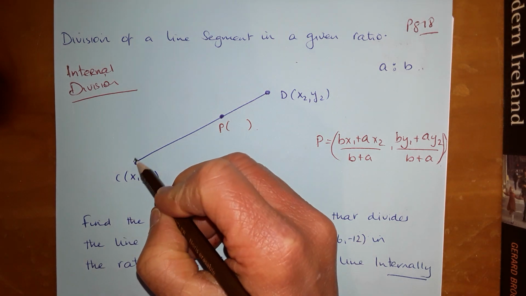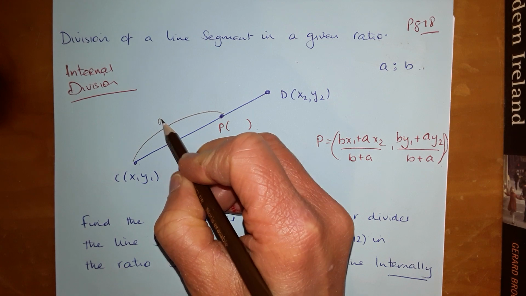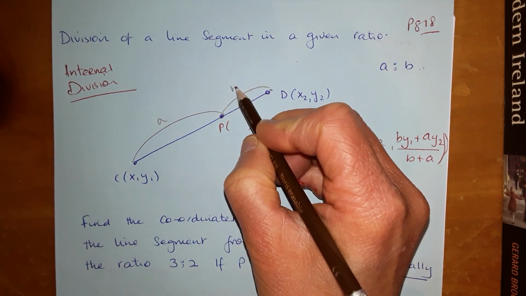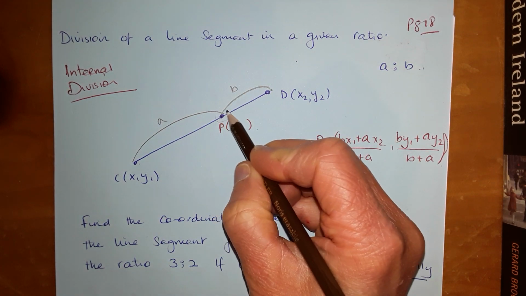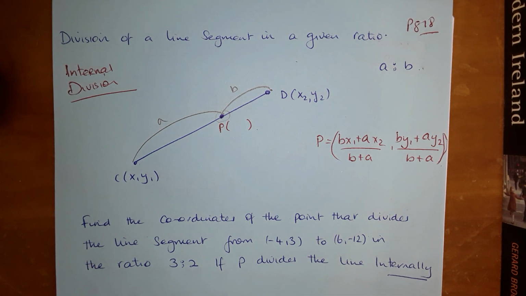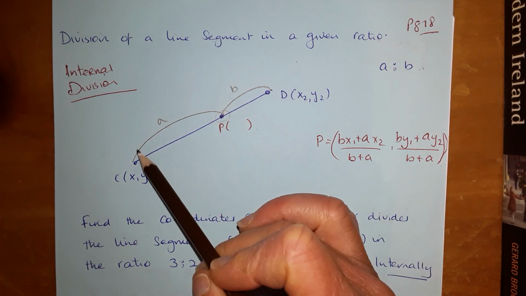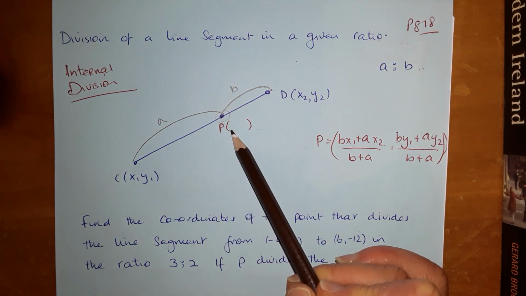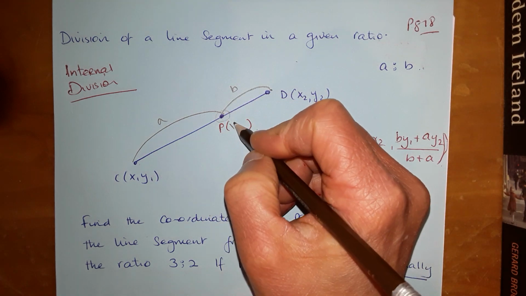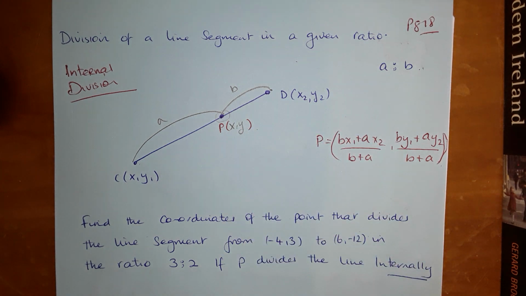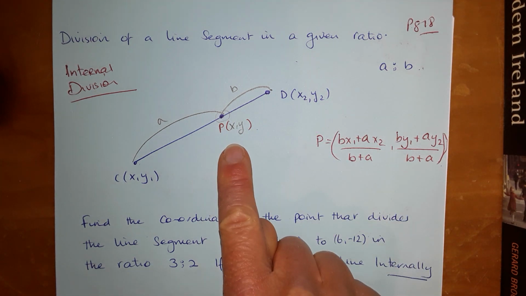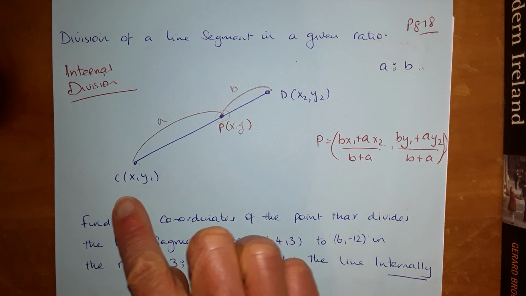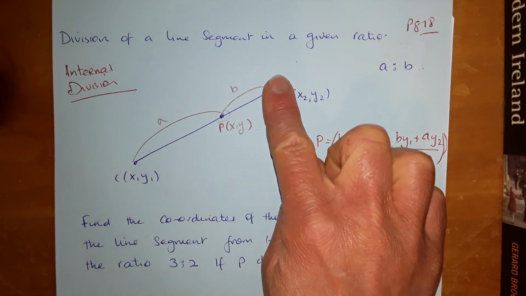Now the ratio is generally referred to as A is to B, right? So it's internal division. So the line is being divided inside itself. So this is internal division and the ratio is A is to B, right? So P is the point that it divides it. So we'll say P has coordinates x, y. And what you'll really be asked for here is to find the point P, right? So it divides the line CD in the ratio A is to B.